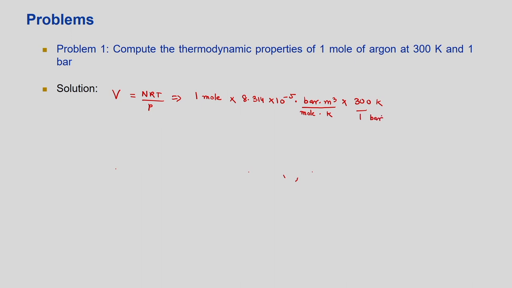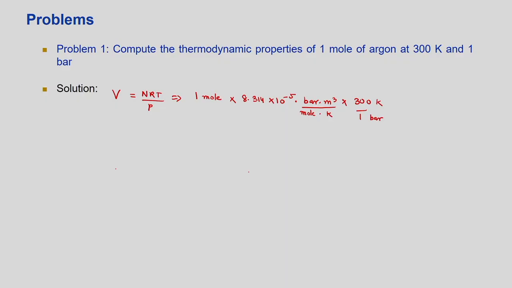Now you can see whether the units are correct or not. You have mole here, you have mole here, so mole and mole cancel out. You have bar here and bar here, bar and bar also cancel out, and Kelvin also cancels out. So the volume you will get is in meter cube. So this equation is correct. You should check when you solve the problem whether your units are correctly written. If you do that, it will have the value of 0.025 meter cube. So it means 1 mole of argon at temperature 300 Kelvin and 1 bar is equivalent to 0.025 meter cube, as it behaves as an ideal gas.